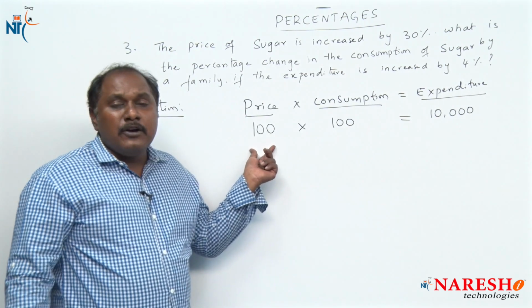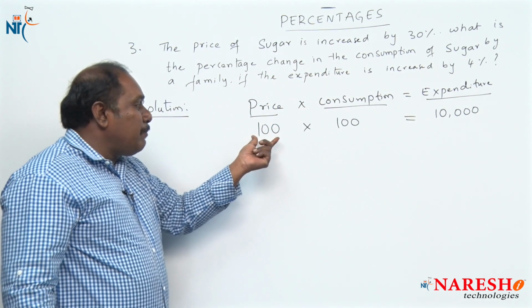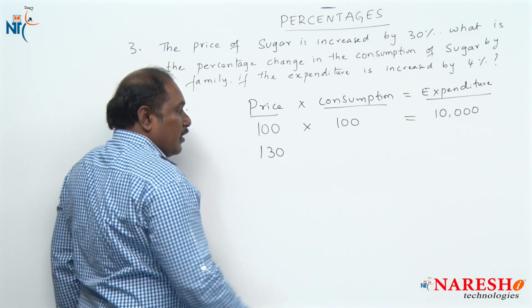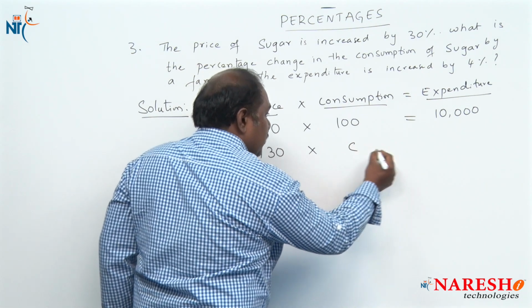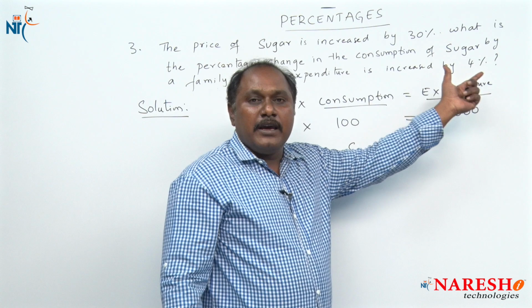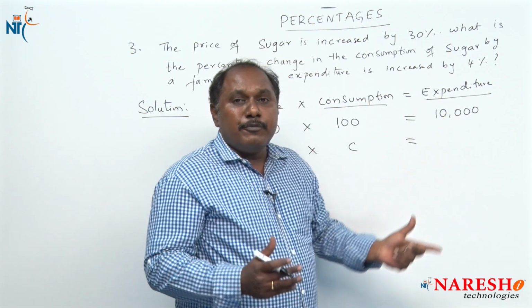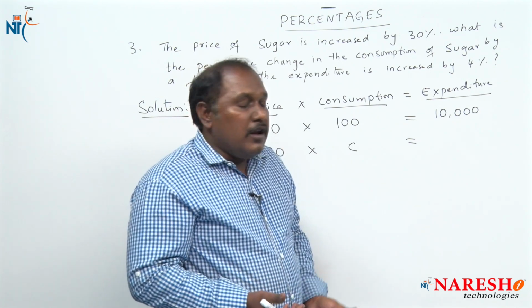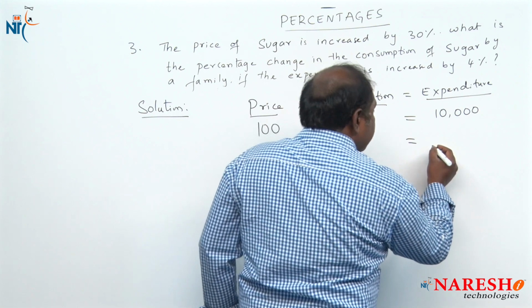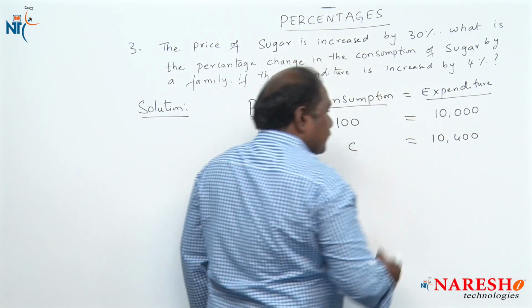Now what happened to the price? The price is increased by 30%. So the initial price, which was 100 rupees, now becomes 130. We do not know about the consumption, but it is given that expenditure is increased by 4%. Now the initial expenditure is 10,000, which should now be increased by 4%. What is 4% of 10,000? 4% of 10,000 is 400. So the new expenditure should be 10,400.